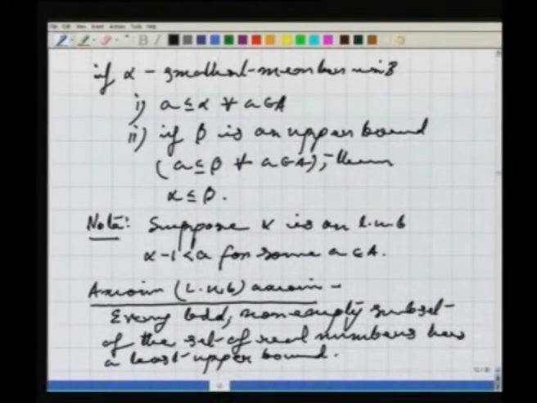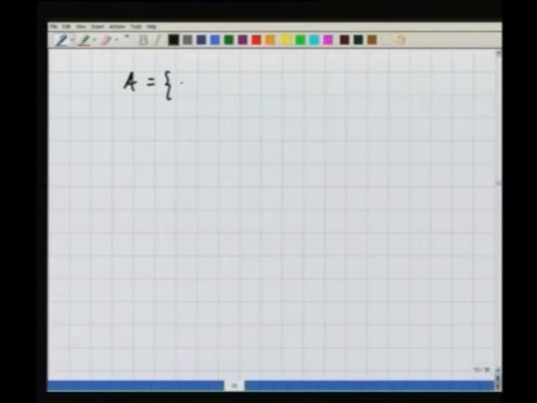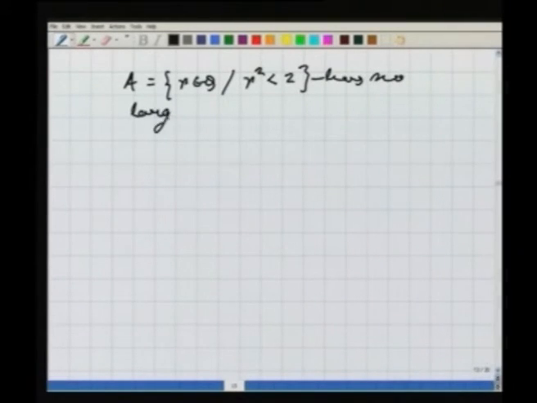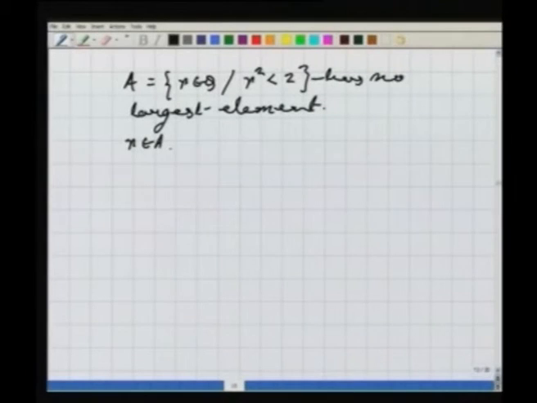Now, I want to show you the power of this axiom in some familiar situation. Let us go back to the proof that the set A, that is, all rational numbers r such that r square is less than 2, has no largest element. We have seen the proof of this. How did we go about this proof? I had taken some rational number r in A, and I looked at r plus 1 by n for a special choice of n.